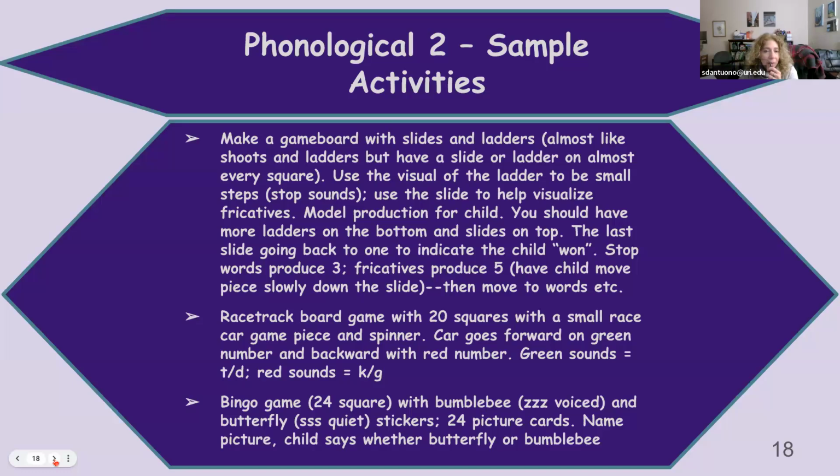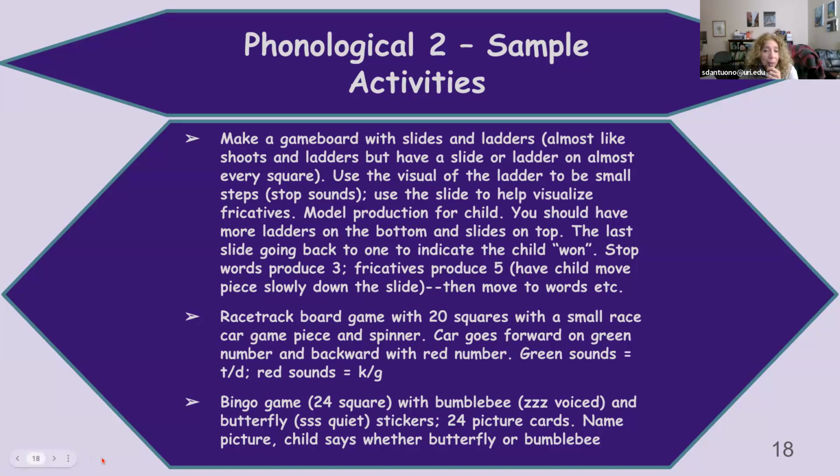You should have more ladders on the bottom and slides on the top. The last slide goes back to 1 to indicate the child won, so that they feel like they won. Stop words, produce 3. Fricatives, produce 5. Have the child move the piece slowly down the slide, then move to the words, etc.